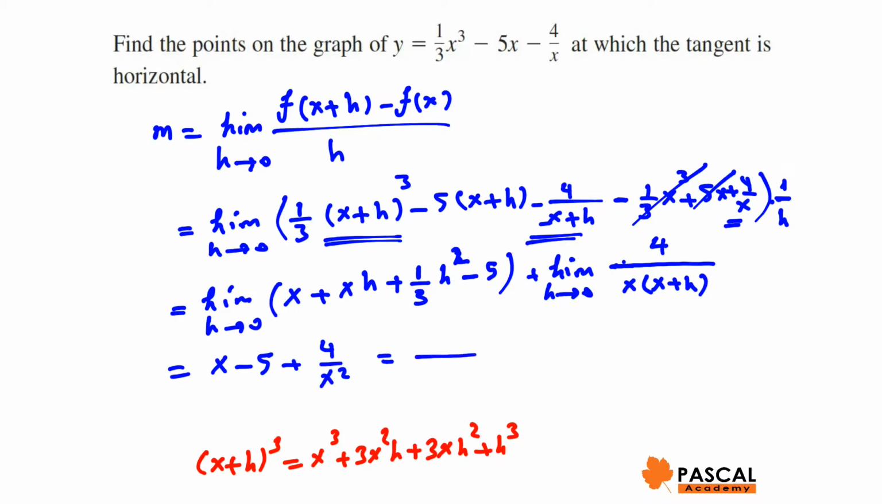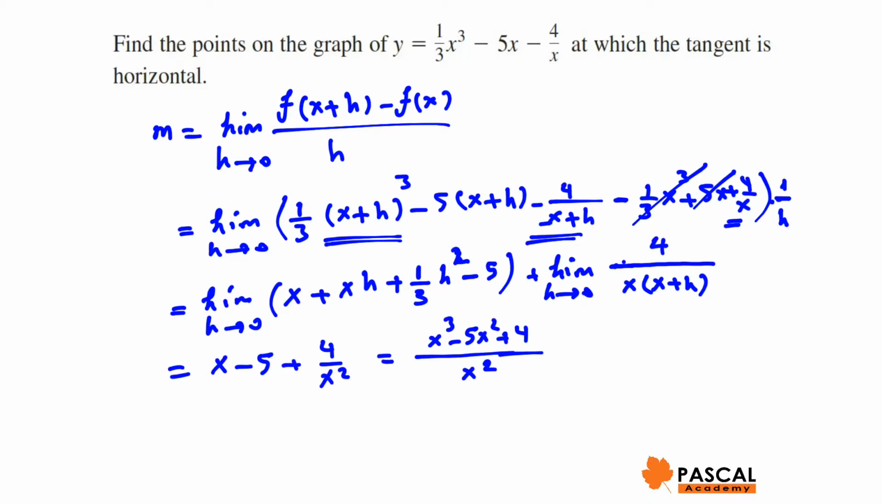Therefore, the slope of the tangent line is (x^4 minus 5x^2 plus 4) over x^2. We are looking for the points on the graph of the function at which the tangent line is horizontal. Therefore, x^4 minus 5x^2 plus 4 must be 0.